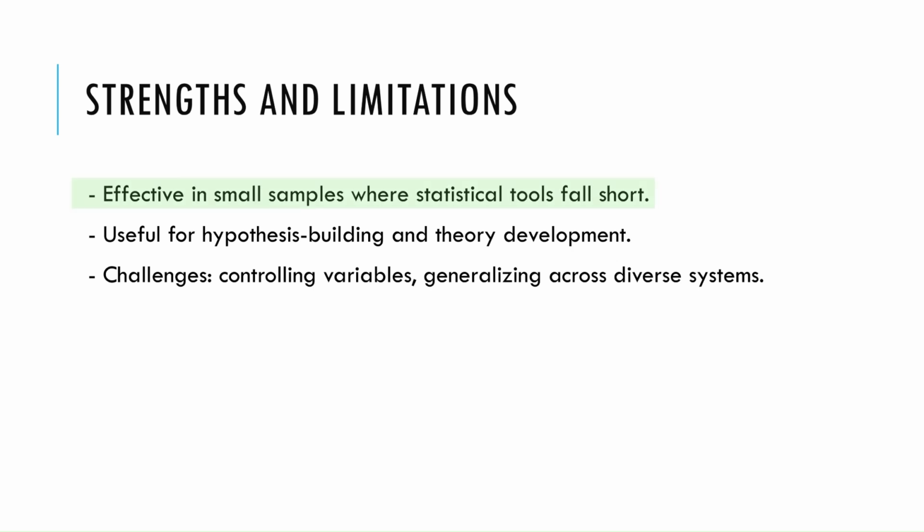This method is effective in small samples, where statistical tools fall short, and useful for hypothesis building and theory development. It works best when comparing similar systems or using most similar and most different case strategies. It also helps political scientists study change over time within the same country or across regions. However, some challenges persist, such as controlling variables and generalizing across diverse systems. Let's switch to the next slide to understand the development of comparative politics and its evolution.